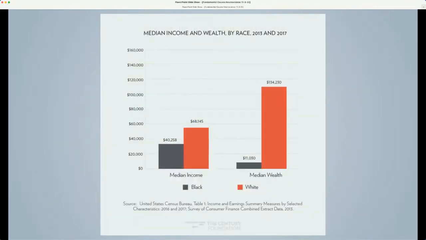This shows median income by race, 2013 and 2017, and you can see there has been a massive decline in African American median wealth. This doesn't show that, but it shows, in comparison, a massive gap between the two.